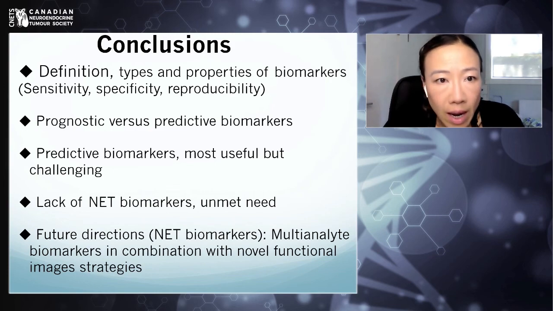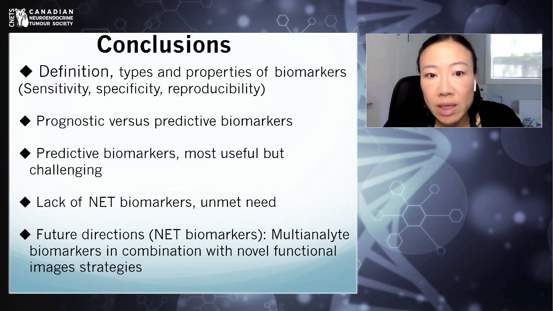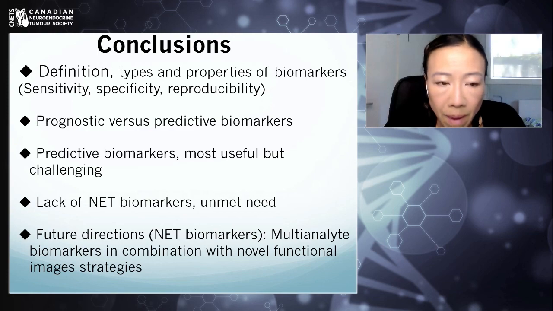We unfortunately do not have good biomarkers in neuroendocrine tumors, which is an unmet need. The future direction to develop neuroendocrine biomarkers, which I have not discussed today, is to use not just a single biomarker but several biomarkers in combination with novel functional imaging.